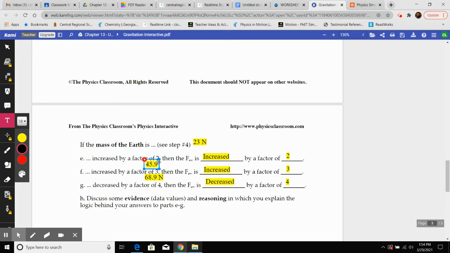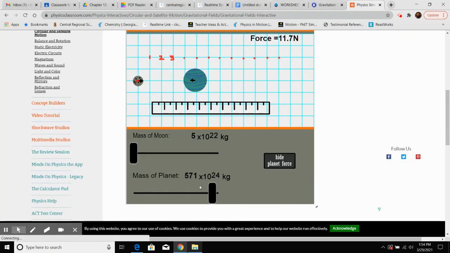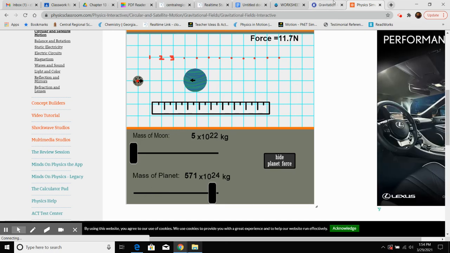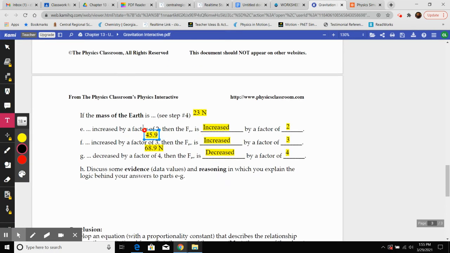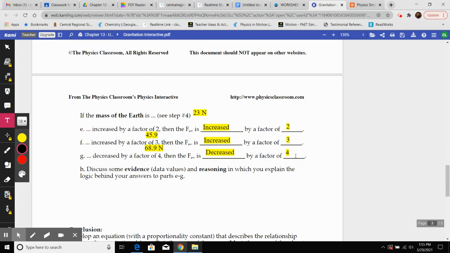It is about double our original. And we tripled it. It is about triple the original. The only one we can't necessarily show full evidence for is this one, because the sliders don't allow us to really make that jump. So just based off the pattern and data from the previous examples, we're going to say that this one here decreased by a factor of 4. So do you need to write anything in? No, not necessarily. If you put in your numbers here, whatever your numbers are, you should be fine.